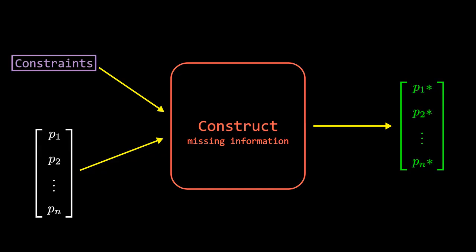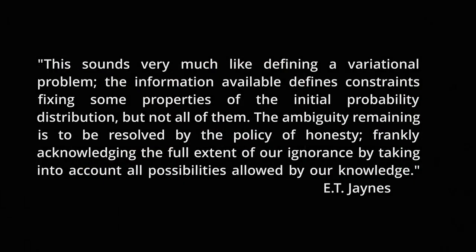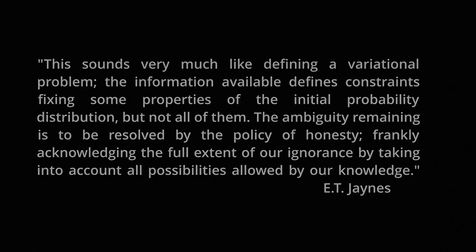Edwin James Thompson describes it very elegantly. To quote him, "This sounds very much like defining a variational problem. The information available defines constraints, fixing some properties of the initial probability distribution, but not all of them. The ambiguity remaining is to be resolved by the policy of honesty, frankly acknowledging the full extent of our ignorance by taking into account all possibilities allowed by our knowledge."